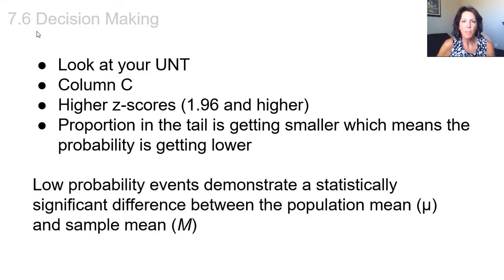So low probability events demonstrate what we call a statistically significant difference. This is big. This is what we're going to be talking about for the rest of the course. This is a case where your population mean and sample mean are statistically significantly different, that they are not one and the same, that we're able to say that there is statistical significance.